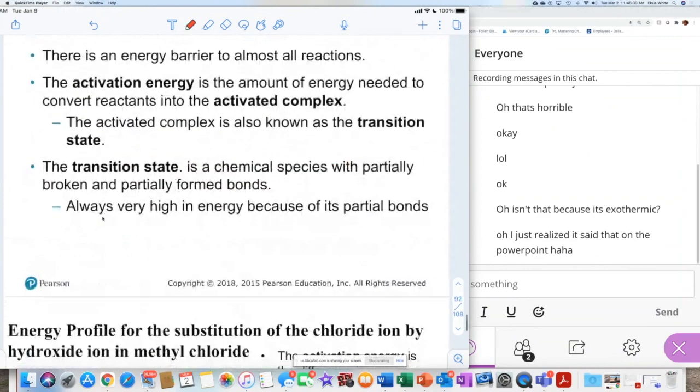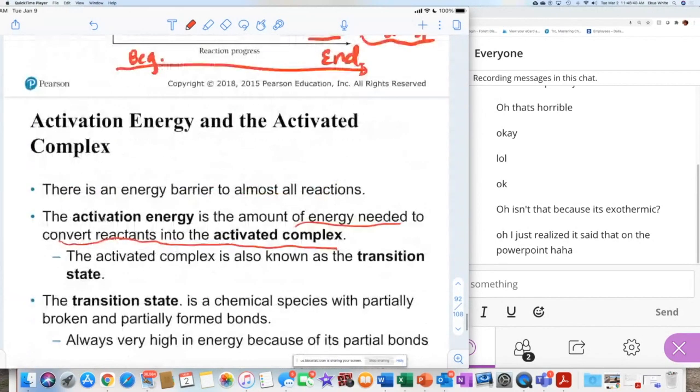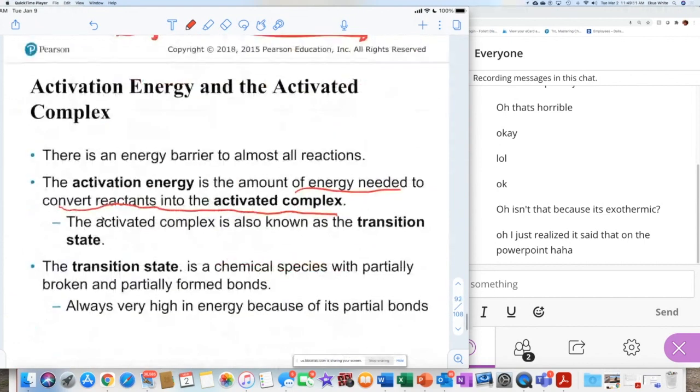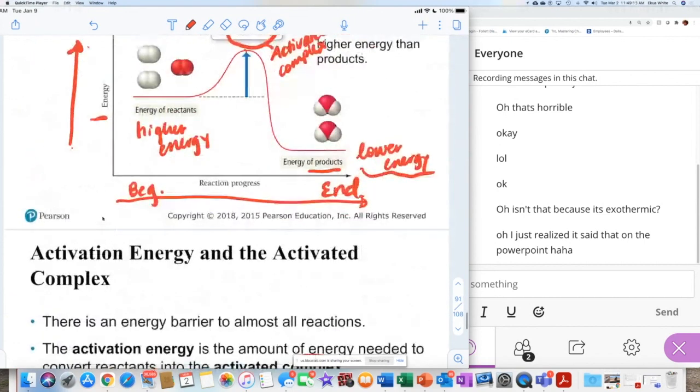Very good. So we're told here the activation energy, once again, is the amount of energy needed to convert reactants into the activated complex. Now, I have to define what the activated complex is. As we are in general chemistry, once the reactants are up here, they're given two possible names. They're given the name activated complex, or they're called transition state. Same chemical.